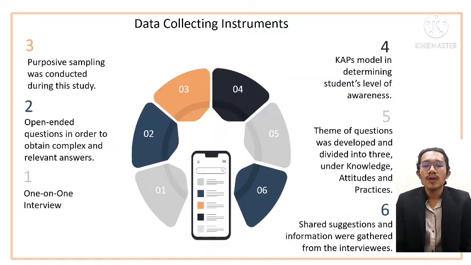The next is about our research methodology. For research methodology, we are conducting a one-on-one interview by using open-ended questions in order to obtain complex and relevant answers. Besides, in order to choose our respondents, purposive sampling was used during the study. Moreover, the KAP model, which is knowledge, attitude and practices, has been used in determining students' level of awareness. The themes of questions were developed and divided into three, which are knowledge, attitudes and practices. And finally, suggestions and information were gathered from the interviewees.